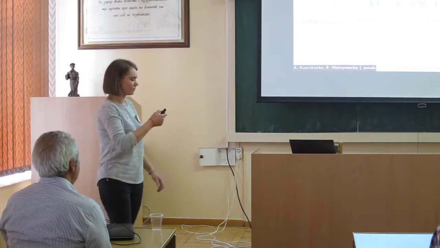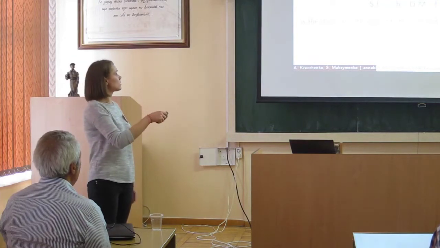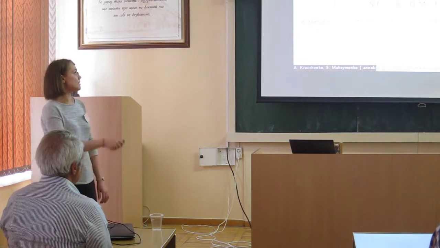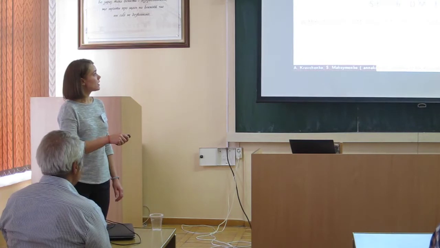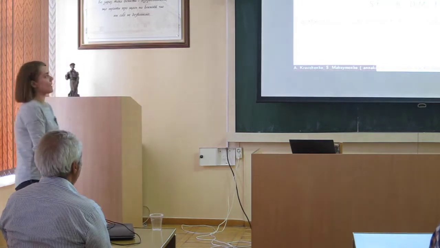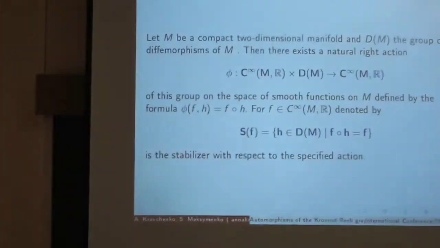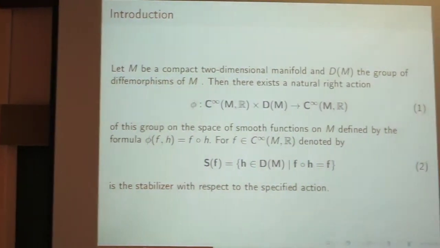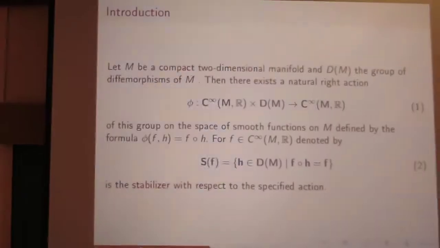Let M be a compact two-dimensional manifold and D(M) the group of diffeomorphisms of M. Then there exists a natural right action phi of this group on the space of smooth functions on M, defined by the following formula. For F in C infinity(M, R), denote by S the stabilizer with respect to the specified action.